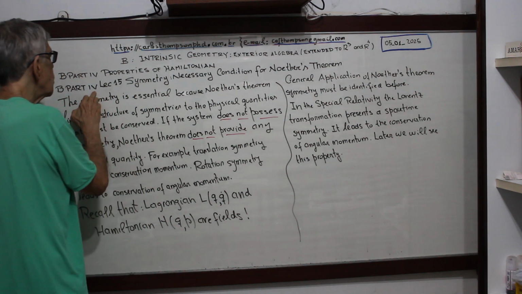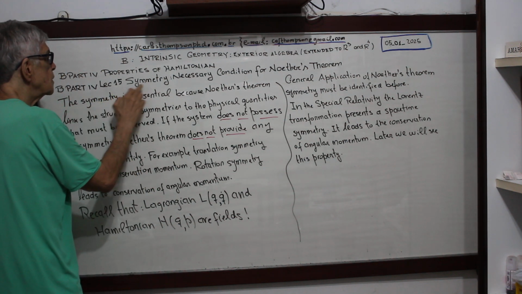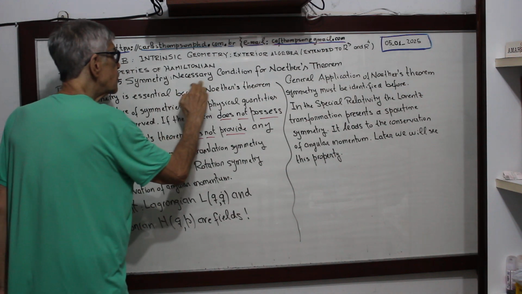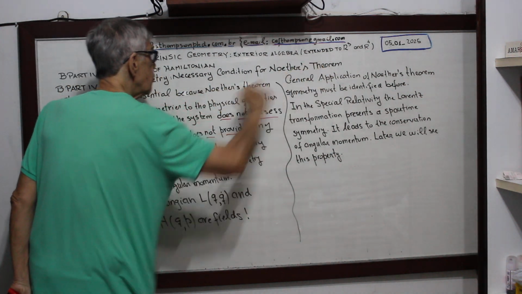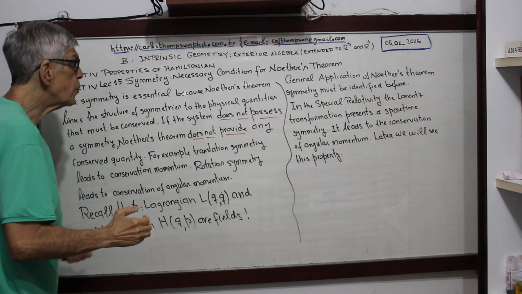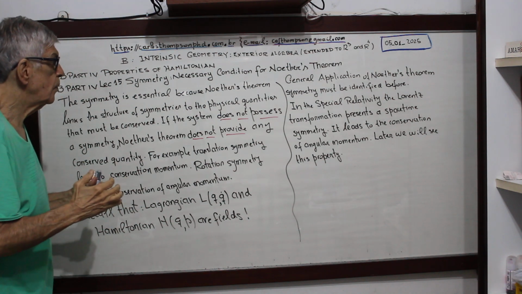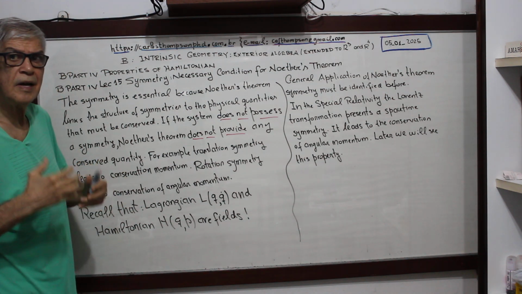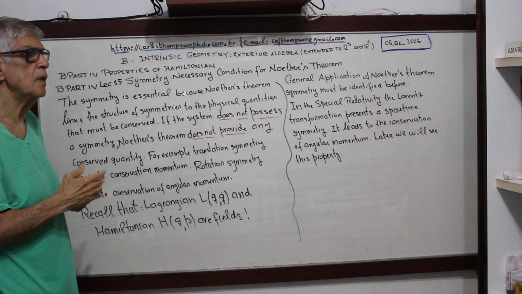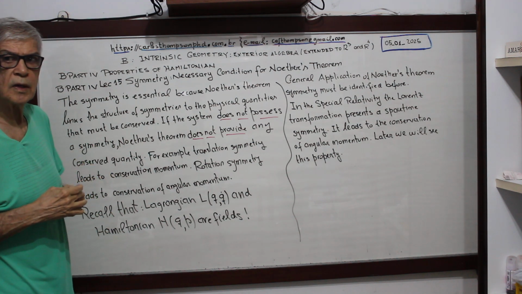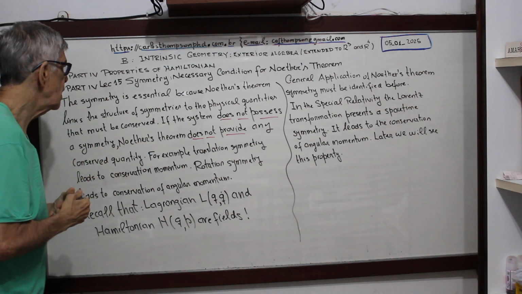Part 4, lecture 15. Symmetry, necessary condition for Noether theorem. So Noether theorem you derive based on the assumption that the system has symmetries.